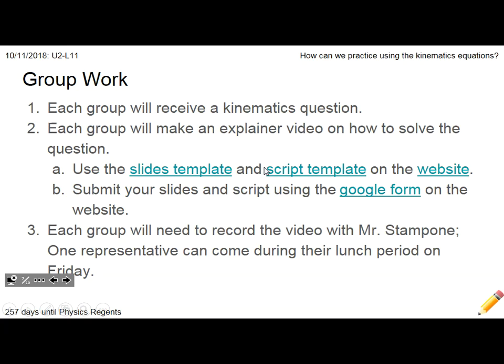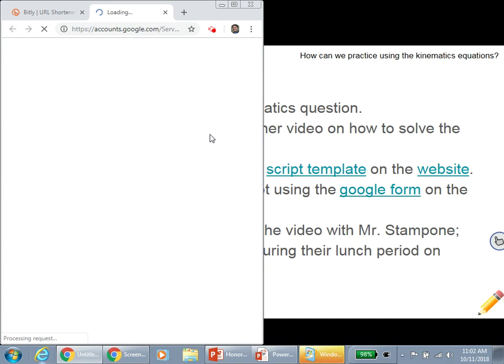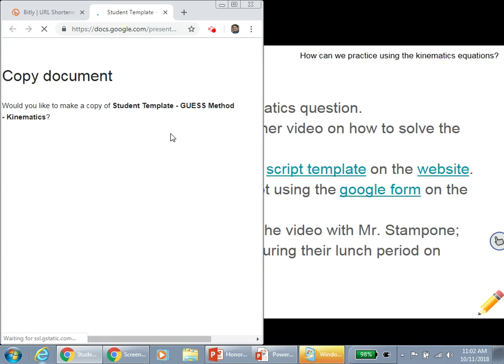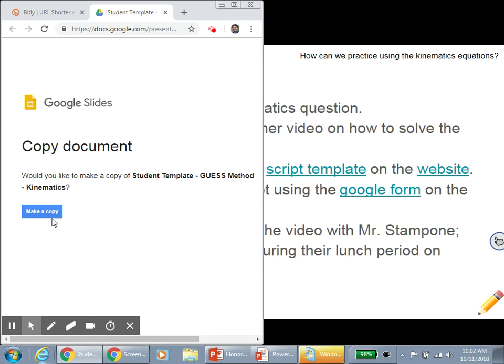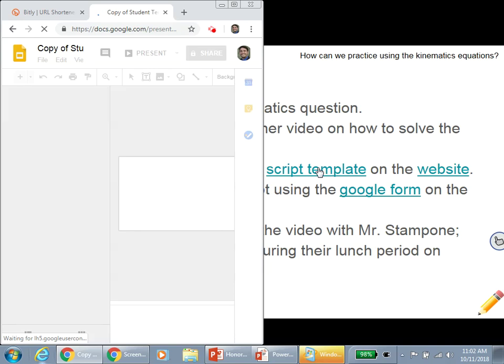Okay, so you should be able to click the links, it should be updated now, hopefully. So if you click the link, like this, and then you'll make your own copy.